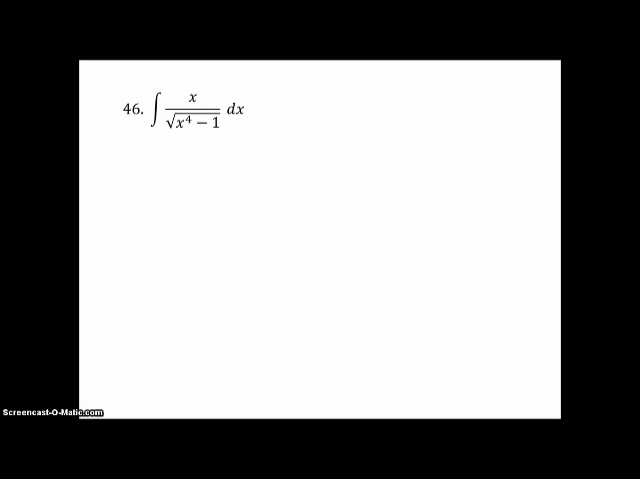Example 46. We have the integral of x divided by the square root of x to the 4th minus 1. Well, that x is probably the derivative of something, and so that's a hint to use u equal x squared. That way du is 2x dx, and we're good to go. So now we've got 1/2 du replacing x dx. We've got u squared replacing x to the 4th.